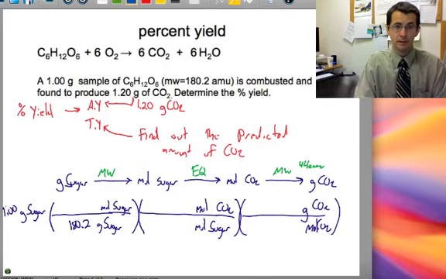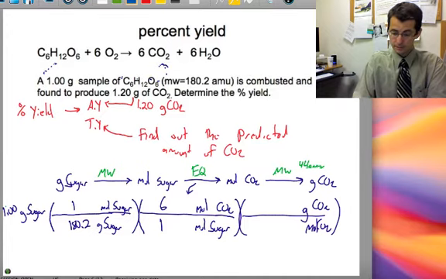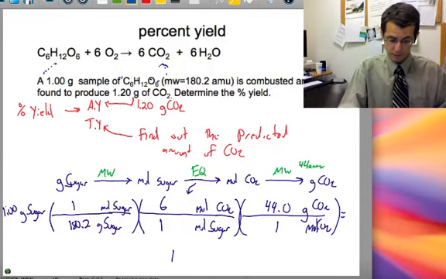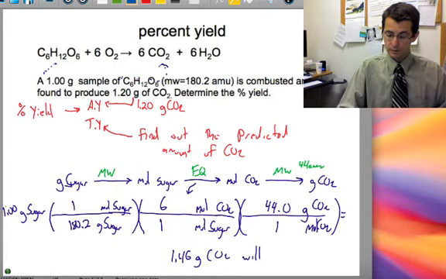180.2 grams of sugar is equivalent to 1 mole of sugar. And for every 1 mole of sugar, again, these numbers come straight from our equation, 1 mole of sugar requires 6 moles of CO2. And 1 mole of CO2 is equivalent to 44 grams of CO2. And then a little calculator magic says that 1.46 grams of CO2 will be produced.